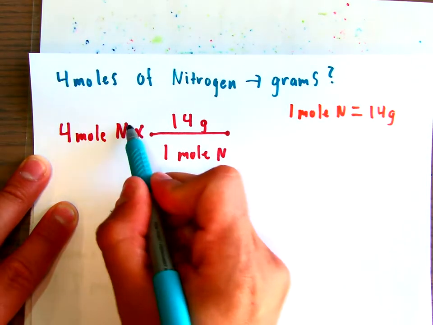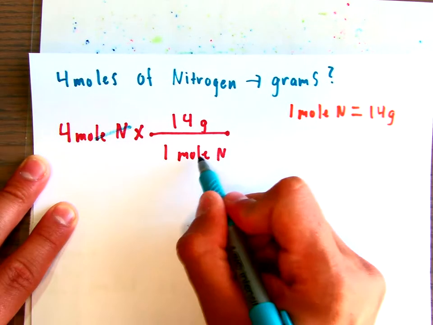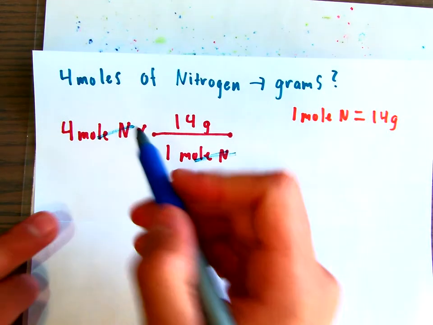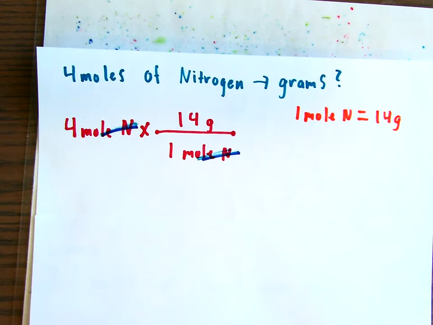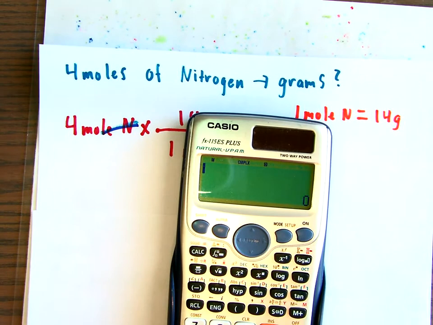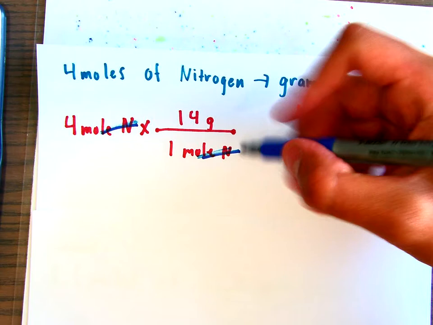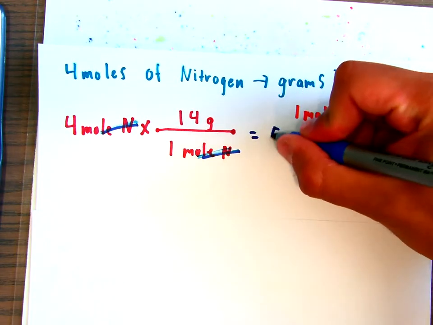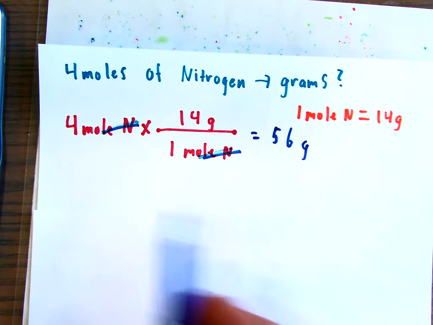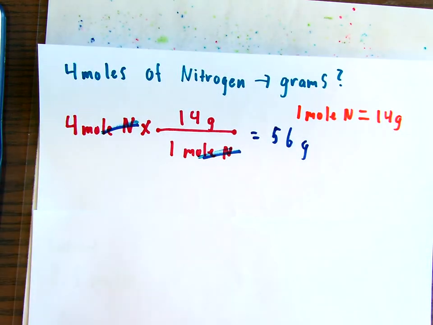This cancels because they are the same. Whenever the same thing is across from each other, it cancels, right? Let me make that a little bit darker here. Cancel, cancel. All right, so that leaves me with 4 times 14 divided by 1. This is just 4 times 14. Gives you a whole number of 56. So my answer would be 56 grams of nitrogen. Okay, so 4 moles equals 56 grams.